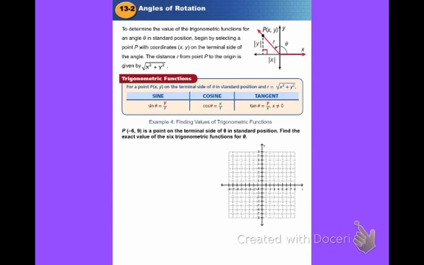And I think the best way to find out how to find the trig ratios in the coordinate plane is to just look at an example first. So here we have an example, and it says that there's some point P at (-6, 9), and it is a point on the terminal side of an angle called theta in standard position. And then they want us to find the exact values of the 6 trigonometric functions.